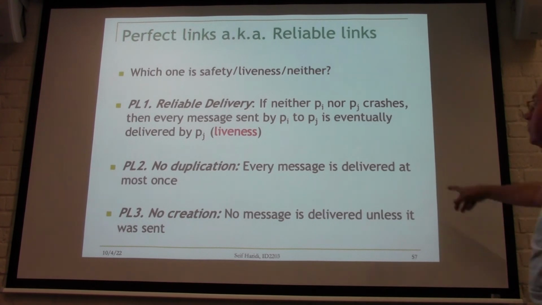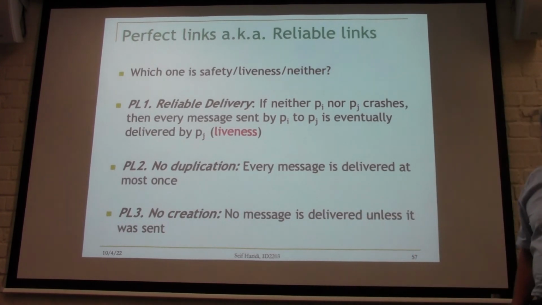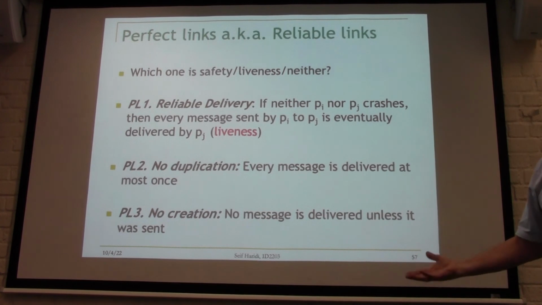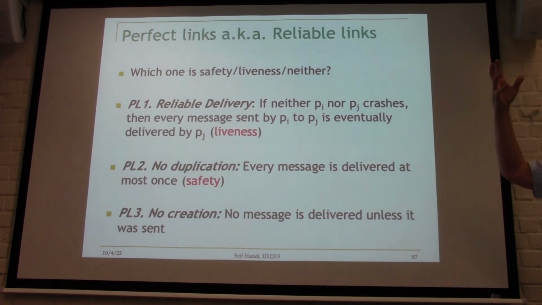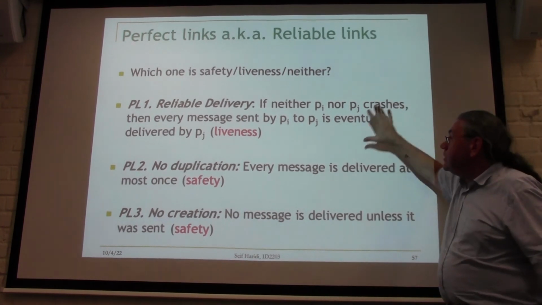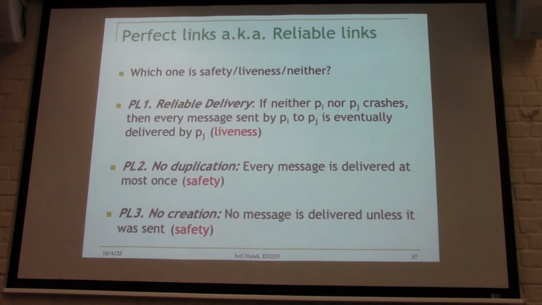What about the second one? Every message delivered at most once. That's safety, because if you deliver it more than once, you're dead. What about this one? No message is delivered unless it was sent. So the network is not going to create some random piece of garbage as a message and deliver it. That's also safety, because if it does that, the system is broken, huh? Okay, you see that? So we have both safety and liveness, so we're good.